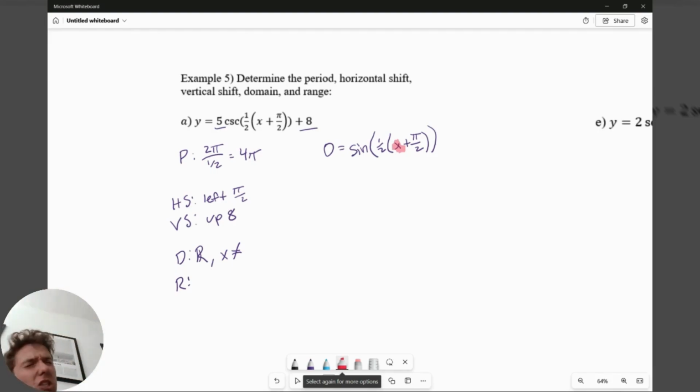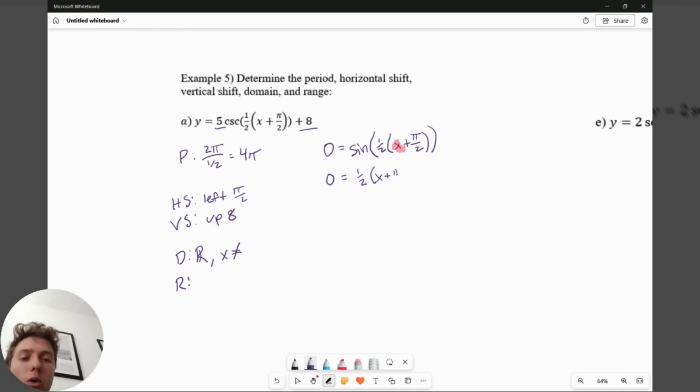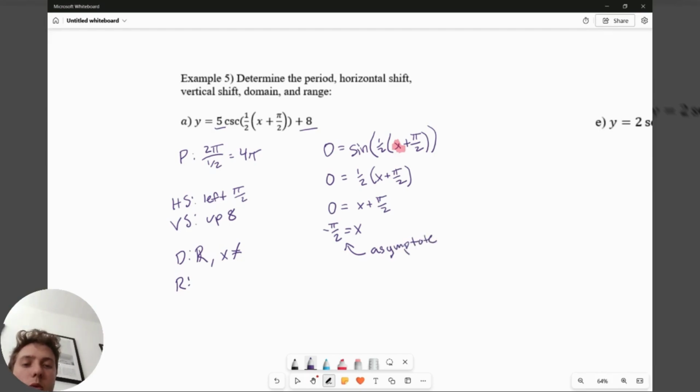Well, if you think about the unit circle, that angle that would cause that is 0 degrees or 0 radians. So what we can do is say 0 equals the inside. It's equal to the angle that's on the inside. So now we can start to solve. I can move the 1/2 over, but multiplying by 2 gets rid of that as it's just multiplying with 0. We can subtract the 1/2 over, and we find that there is an asymptote at x equals negative pi halves.